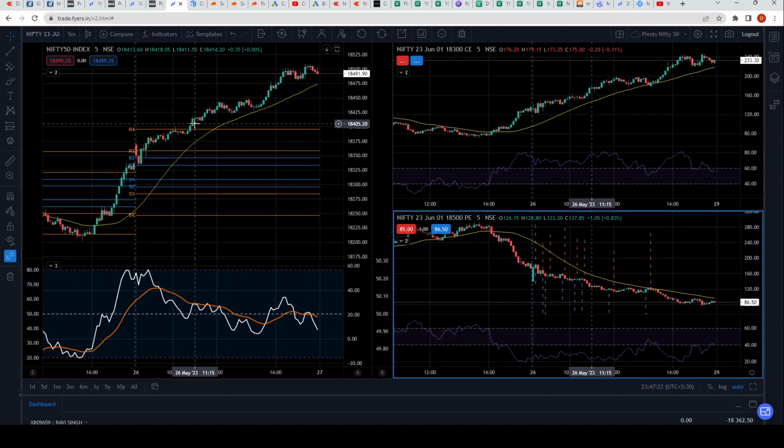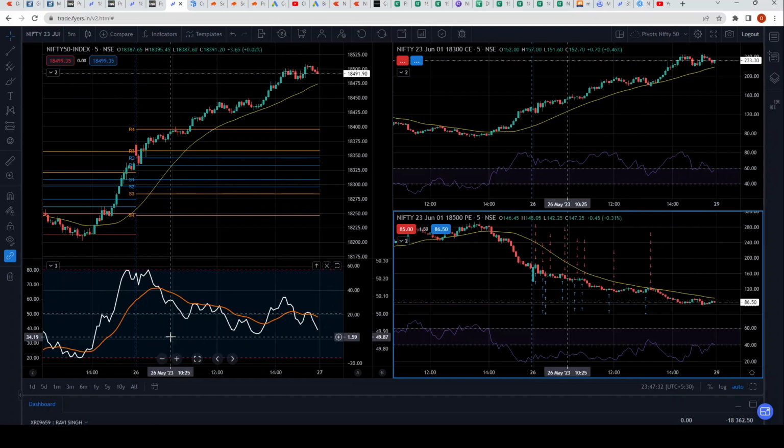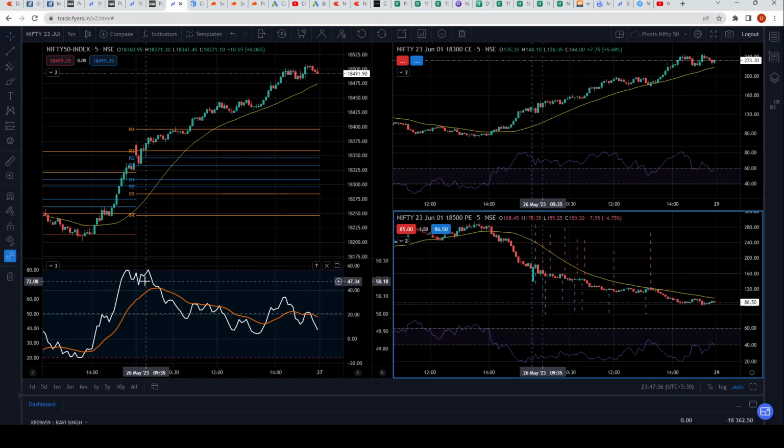However, this is a clear-cut illustration of what one should not do, that is, come to the market with a preconceived notion, follow a certain indicator like MACD, and take trades based on the indicator, because what we are witnessing over here is a divergence in view.